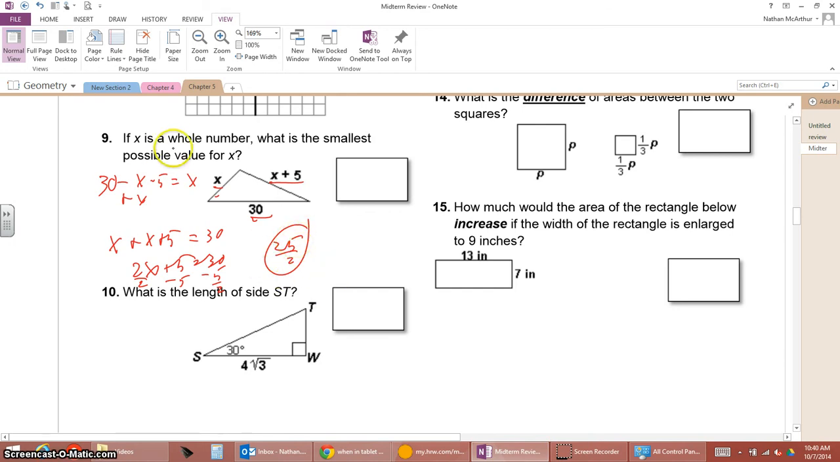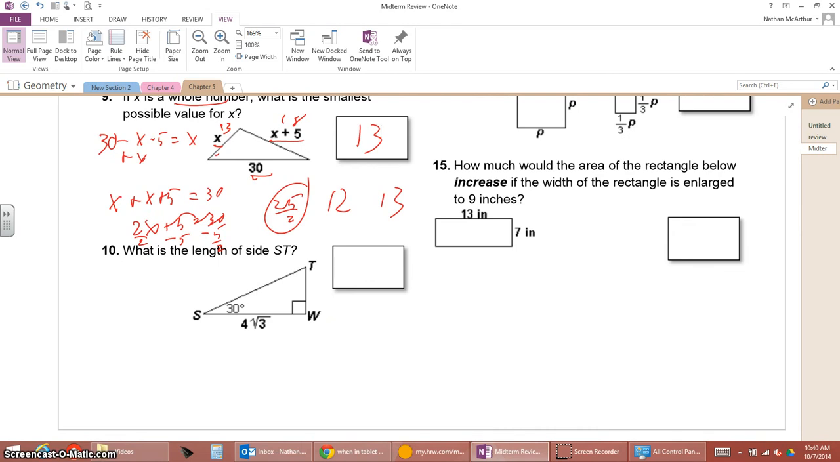So if it says a whole number, then the nearest whole number to this would either be 12, because half of 24, or it's going to be 13. I try both those out. 12 plus 17 makes 29, and 29 is smaller than 30, so that's not allowed. So I do 13 and 18, and I end up with 31. Yeah, and 31's okay. So the smallest value of x is going to be 13.